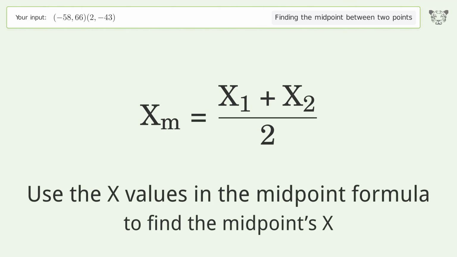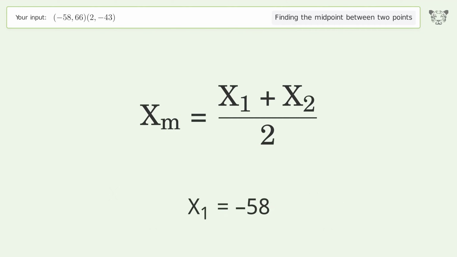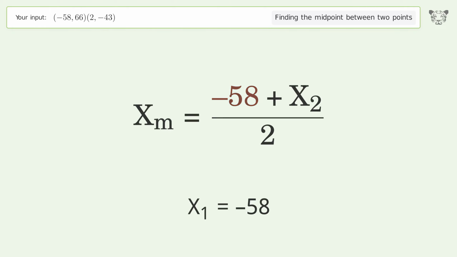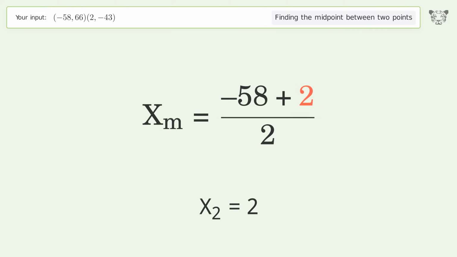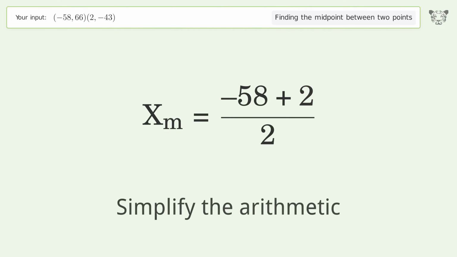Use the x values in the midpoint formula to find the midpoint's x. x1 equals negative 58. x2 equals 2. Simplify the arithmetic.